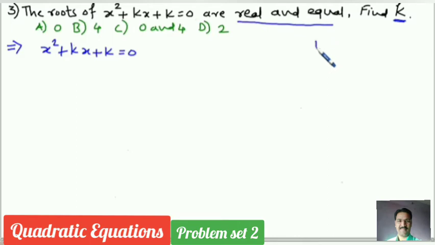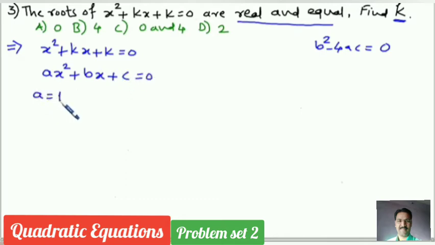It's b square minus 4ac is 0. Okay, first of all, we are going to equate this one with the standard form. What is the standard form of equation? That is ax square plus bx plus c is equal to 0. So by comparing, a is equal to what? 1 here. What about b? That is k. And c again k.